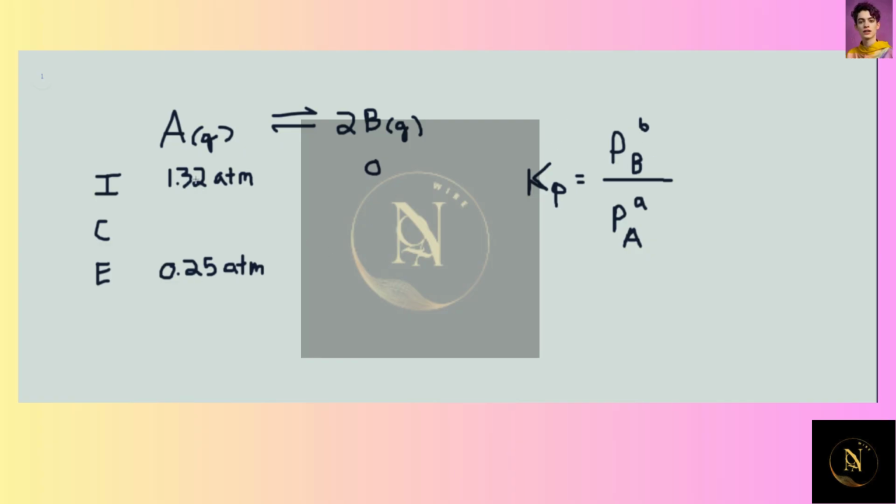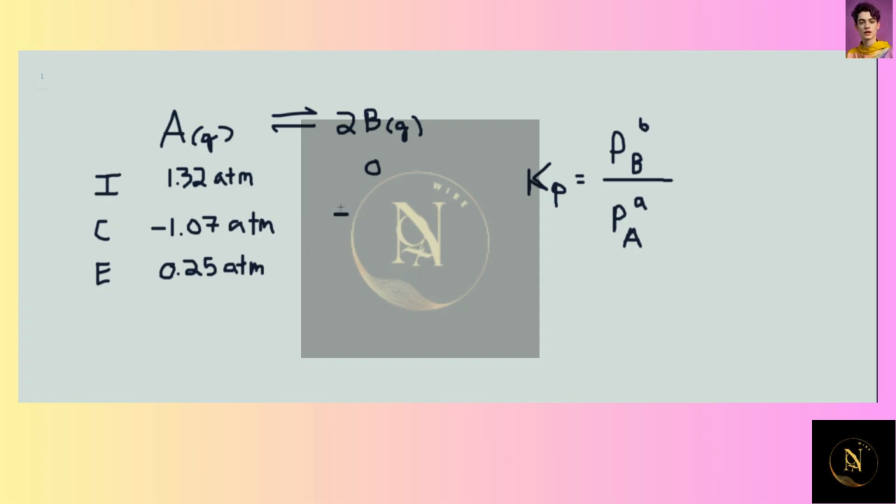We were given the initial and equilibrium pressures of A, so we can fill out this ICE table to figure out what the partial pressure of B is at equilibrium. So I is initial, 1.32 for A, 0 for B, C is the change, and E is the equilibrium. We can calculate the change between 1.32 and 0.25. That's negative 1.07 atmospheres. We're losing 1.07 atmospheres of partial pressure from A.